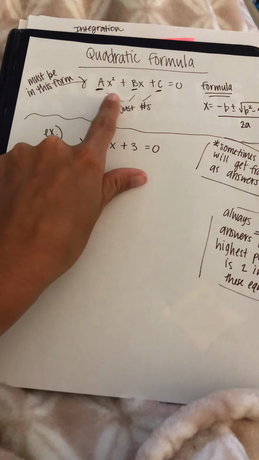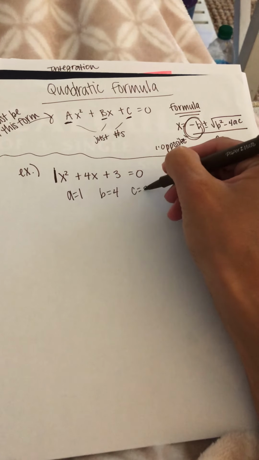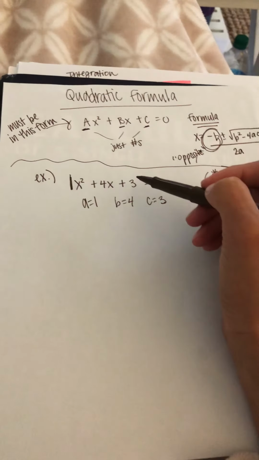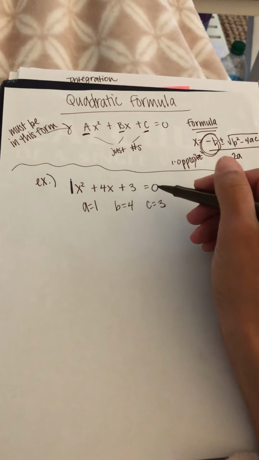So I have an example written down, and we're going to work it. So the first thing I'm going to do is I'm going to label A, B, and C. First off, I don't see an A, so I know that it is an understood 1. So I'm going to say A equals 1. B goes with just the X, and so B equals 4. And C is just the number, and C equals 3. So I've labeled my 3 things. It's got to equal 0. Sometimes they may say, like, plus 3 equals 10. Well, you'd have to move that 10 over, okay? So I've got A, B, and C, and so I can go into my formula now.